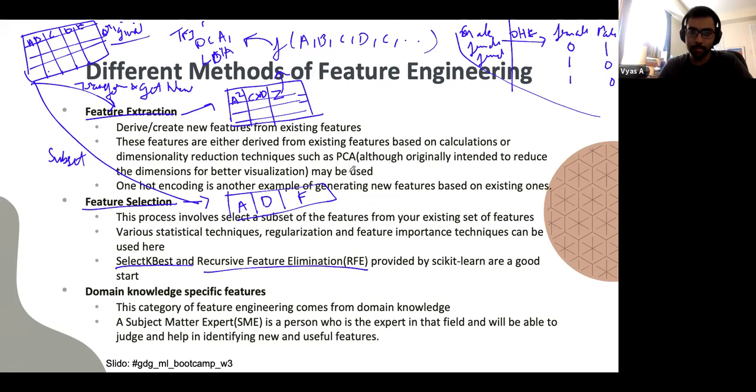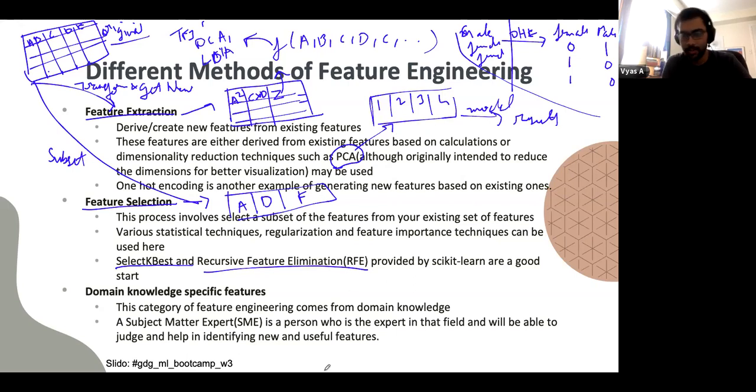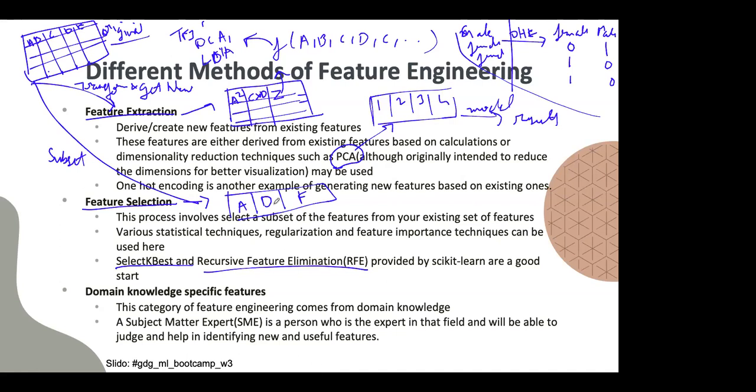One thing to keep in mind is that PCA is originally meant for visualization and dimensionality reduction, but you may use it for feature engineering. Let's say you have these features. PCA results in 1, 2, 3, 4 columns after PCA. Finally, you feed this to a model and you get some results. So you can do this, but otherwise, essentially, it was meant as a data visualization technique.